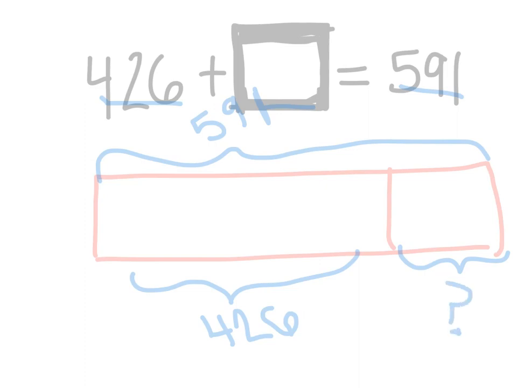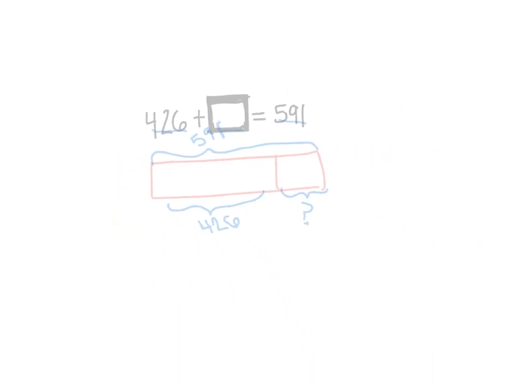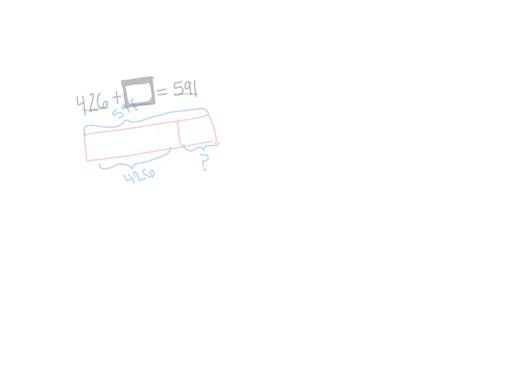When you look at this visual representation of the problem, you have the whole and you have the two parts. What do you need to do to figure out that missing part? What operation are you going to use? I want to add them together, but I feel like that's not right. Well, if you added 426 and 591 together, you'd have more than the whole. That's too big. We can only have one whole. So to figure out the missing piece, we have to subtract.